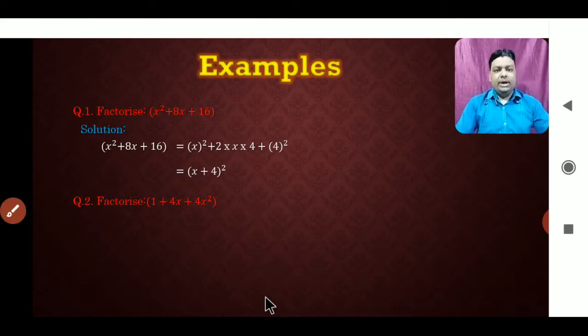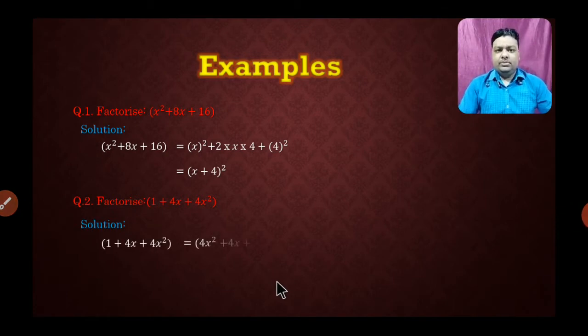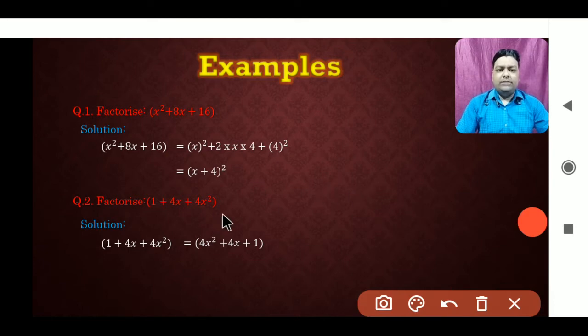Okay. Now at first we will write the same question. Now we will arrange the terms. Now it is arranged. Power 2 will be first, then power 1, then power 0. Okay. Now again we will see whether the first and the last term are perfect squares or not. Okay. So the first term here you can see 4x².